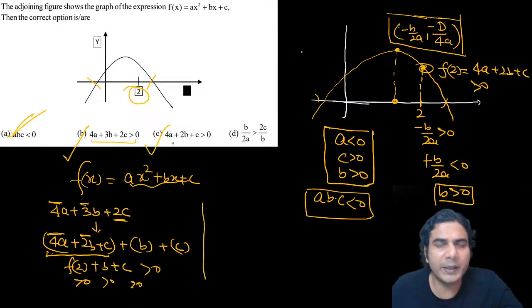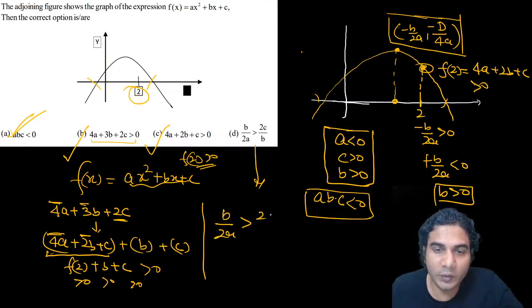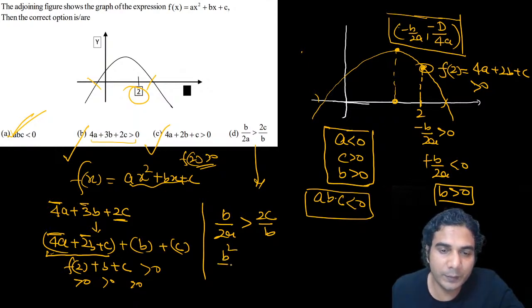And C option is pretty straightforward. C option is nothing but f of 2 positive. Yes, it is already done. Now let's discuss the D option. It is written that b upon 2a is greater than 2c upon b, all right? If I cross multiply, can we cross multiply by b? Yes, we can, because b is positive. So b square by 2a is greater than 4c.